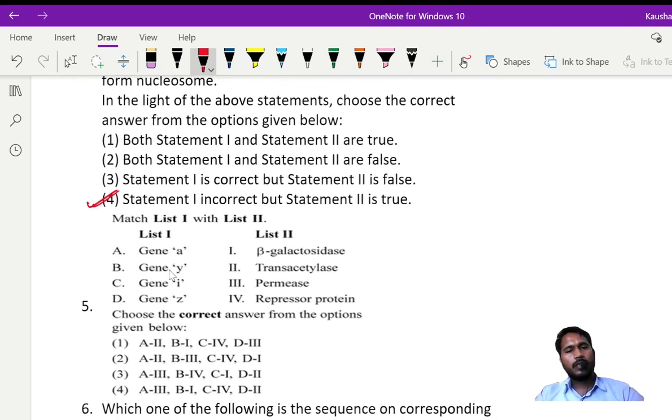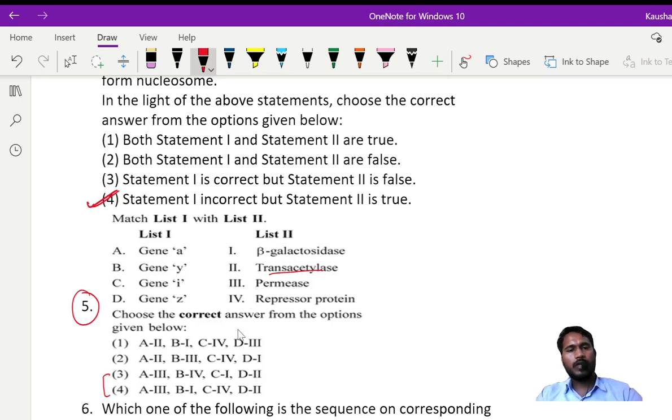Gene A is for what? This is also important, like the lac operon. Gene A is what? Transacetylase. So A with 2. What are the two options? Now eliminate these two and go with first and 2. Now B, Y is what? Permease.